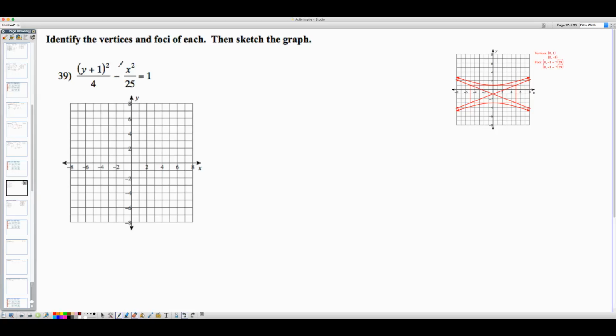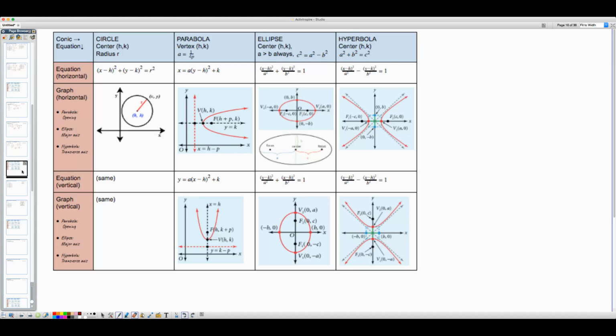And you'll notice this has got a minus in between it, so I know that it's going to be a hyperbola. And if I have the y value first before the minus sign, I know it's going to be a vertical up and down orientation opening. And my focus will be at 0, C. My vertex will be at 0, A, where A is the number underneath the Y.